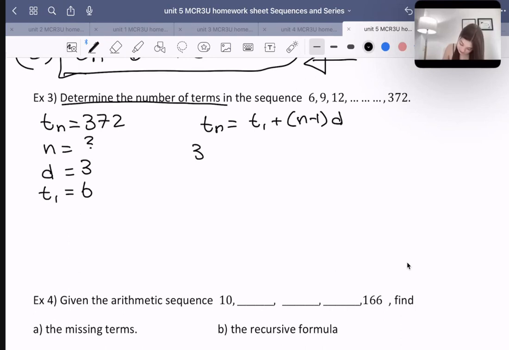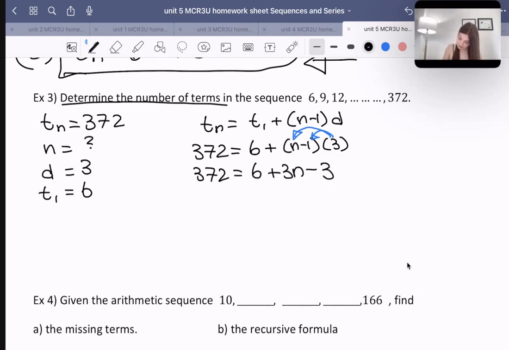Now let's plug in our numbers. So we know T of n is 372. That's equal to 6 plus n minus 1 times d, which is 3. Now let's remember to use the distributive property and distribute this 3 here and here. Okay, so our next line will be 372 is equal to 6 plus 3n minus 3, right? Because I multiplied this 3 by n. 3 times n is 3n. I also multiplied the 3 by the negative 1. So 3 times negative 1 is negative 3.